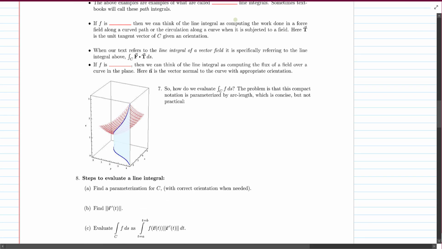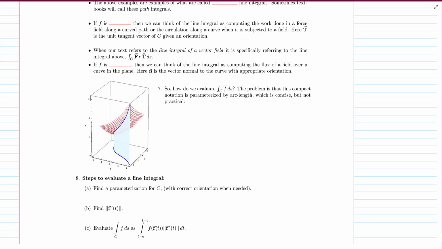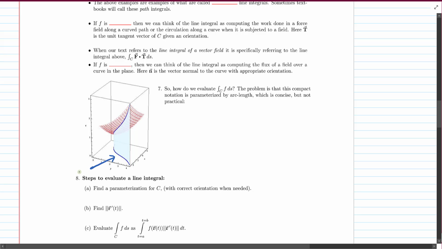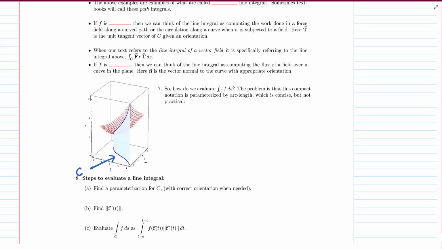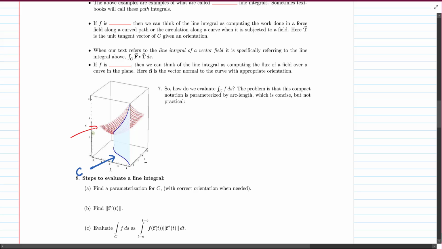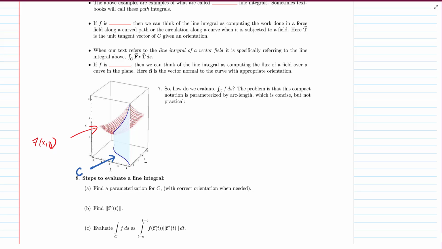I haven't used that word curtain before, so let's go ahead and do that. Here's just a generic illustration. Here's our curve C, here's the y-axis, here's the x-axis. We're in the xy plane here, so the lower part, that curve, is in the xy plane. And then we've got some real valued function of x and y, so that makes it a surface, and you could think of that surface as living above the curve.